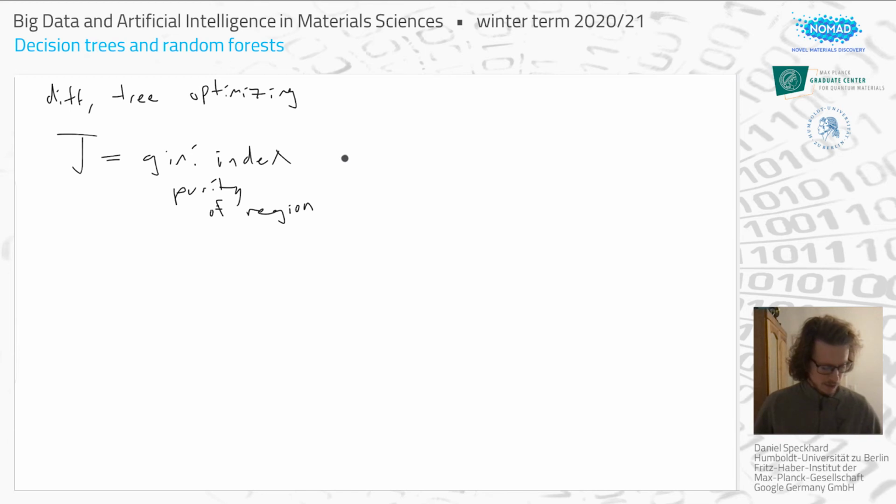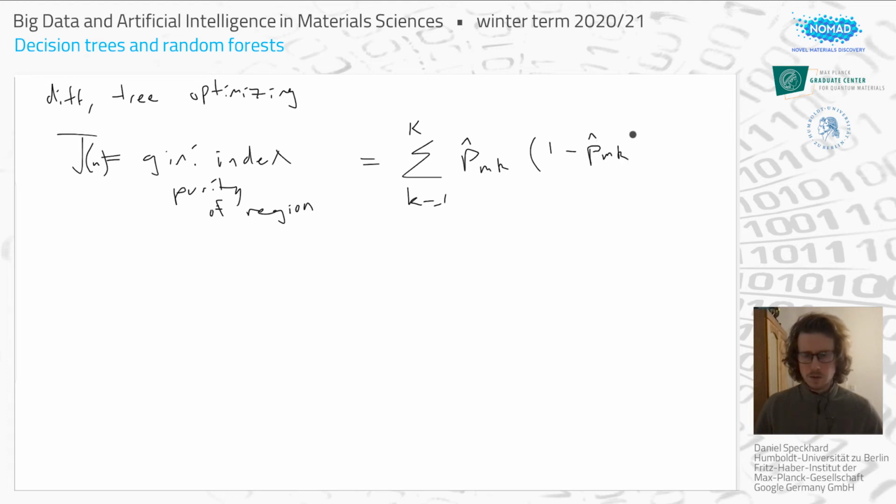So let's calculate it for one region. Let's say for region M, it will be equal to the sum over the classes from k equals 1 to big K, and now we'll use our estimated probabilities: the estimated probability for region M, class K, times 1 minus this probability. This looks a little bit weird unless you've ever used entropies or looked at entropic measures. If you haven't, no problem. We just need to think about what these things actually mean.